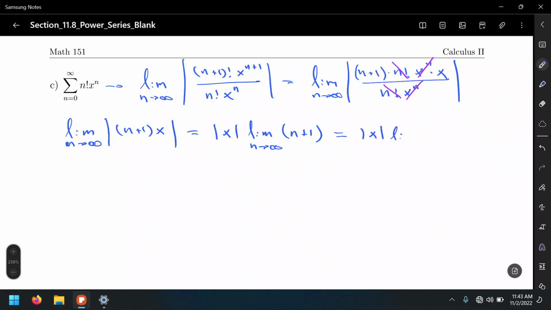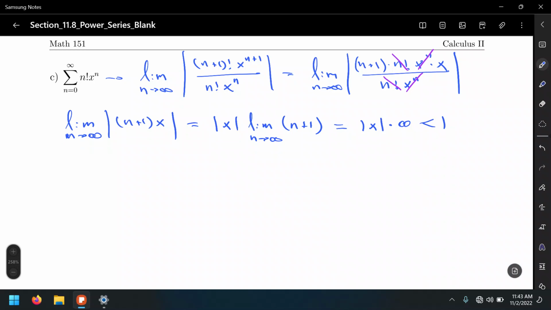So, this is infinity, right? Well, infinity times any value of x is still going to be infinity. If we try to compare, is infinity less than 1? Never. So that's why the radius is 0. But did that make sense? Why is that 0? That's kind of weird. Well, I'm going to explain it in a different way.